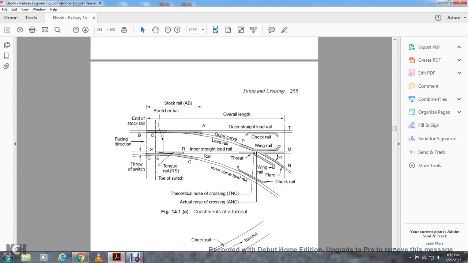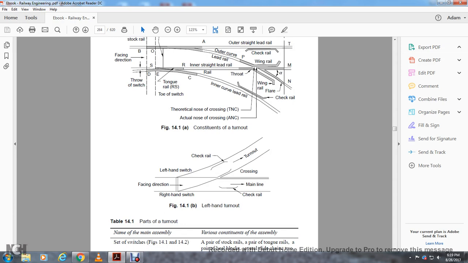Figure 14.1a shows the constituents of the turnout. It shows the facing direction, the end of the stock rail, the stretcher bar, the overall length, the outer straight rail, check rail, wing rail, outer curve rail, lead rail, inner straight lead rail, inner curve lead rail, wing flare, check rail, theoretical nose of the crossing, actual nose of the crossing, throw of the switch, toe of the switch, and tongue rail.